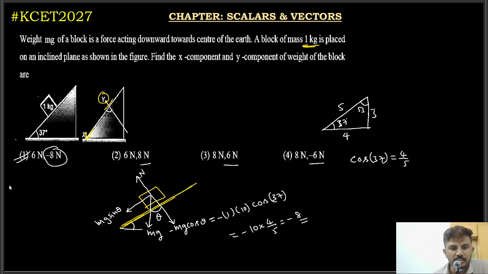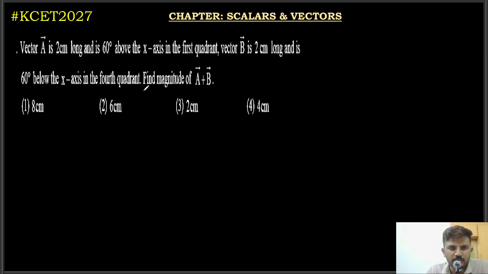But what about the x component? X component is mg sin theta. Let us solve this. M is 1, g is 10, theta value is 37. Sin 37 is opposite by hypotenuse, that is 3 by 5. That is 6 Newton. 6 Newton is here. So that's why option 1 is correct. Moving on to this one.